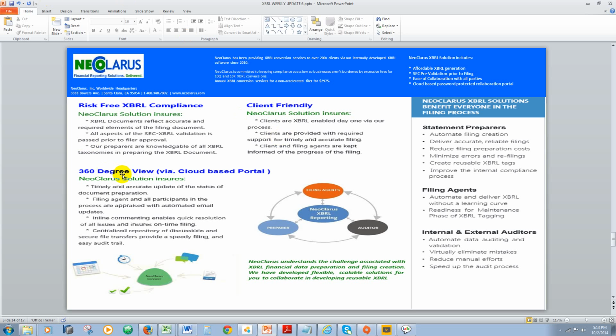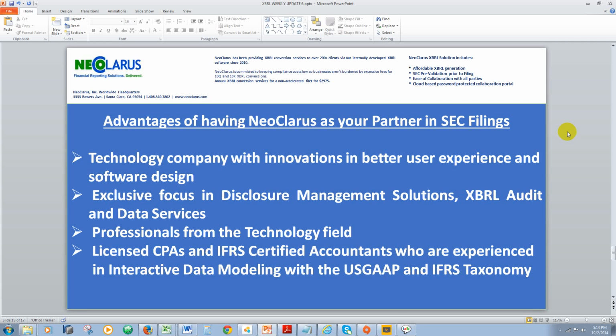And in this section we find some information about our cloud-based XBRL platform. So we have a cloud-based XBRL solution which provides timely and accurate update of the status of XBRL document preparation by automated emails. We also provide inline commenting feature which facilitates a quick resolution of all issues, and we have a centralized repository of discussions and secure file transfers which provide a speedy filing and an easy audit trail. So those are some of the benefits for filing with us. So this is a brief summary of all the advantages for filing with us.